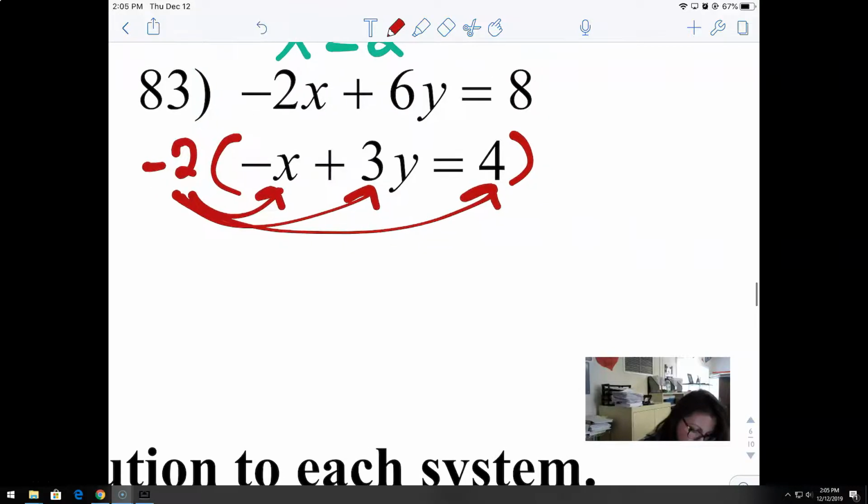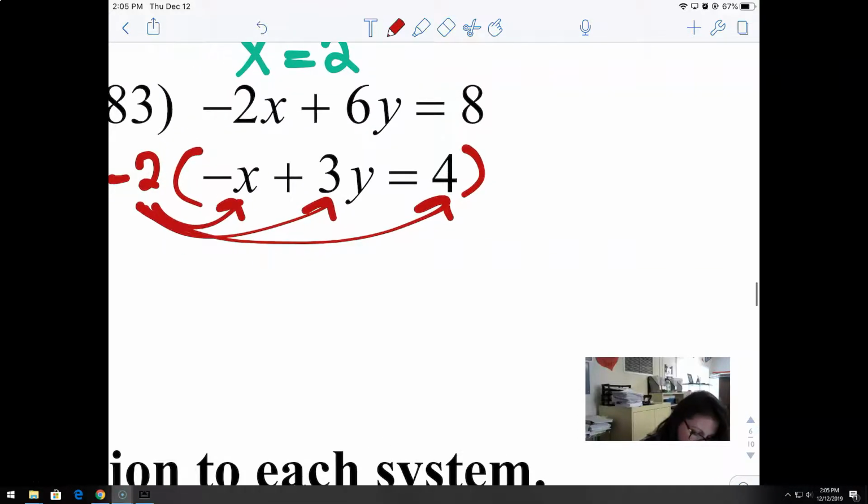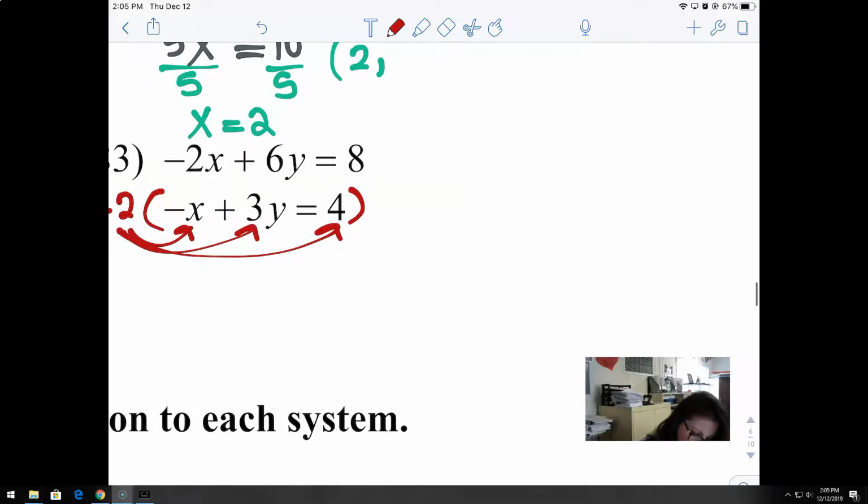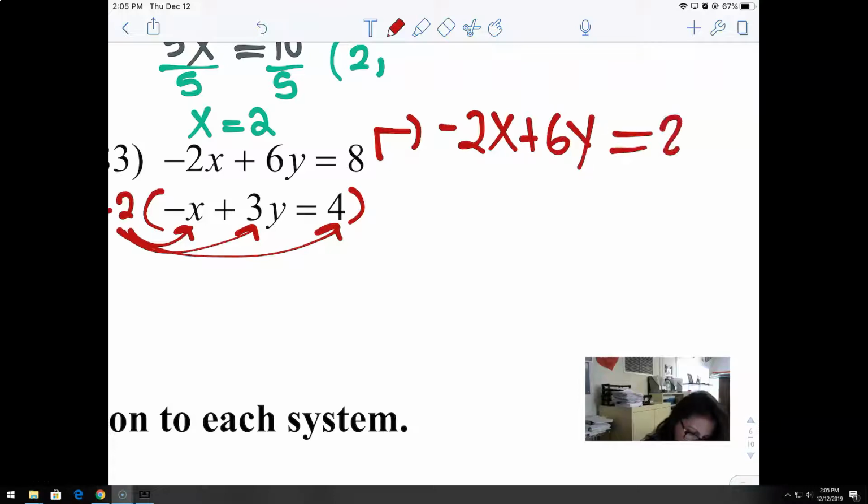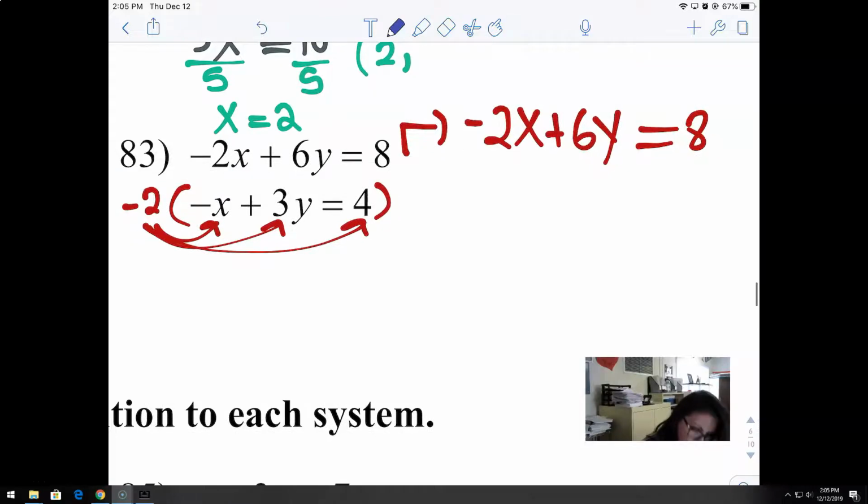So we get, I'm going to go ahead and just rewrite this over here. The first one stays the same: negative 2x plus 6y equals 8. Now I get a negative times a negative is a positive 2x. A negative times a positive 3y is a negative 6y. And then a negative 2 times 4 is a negative 8.